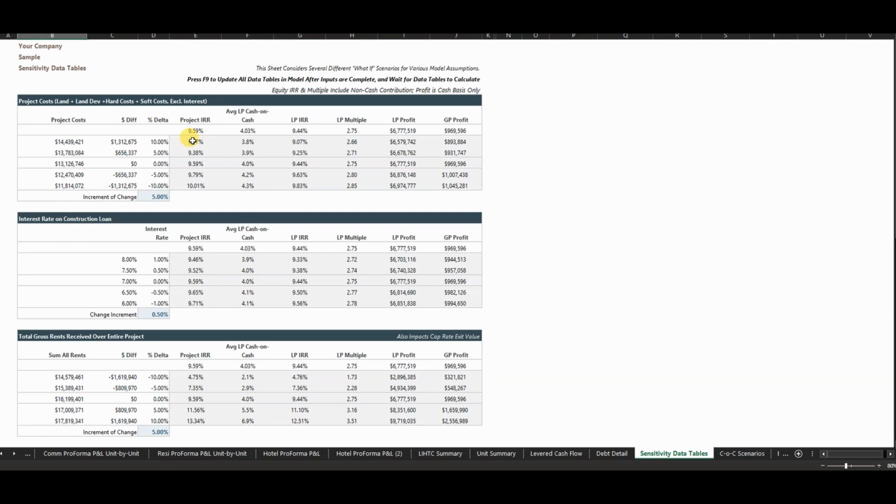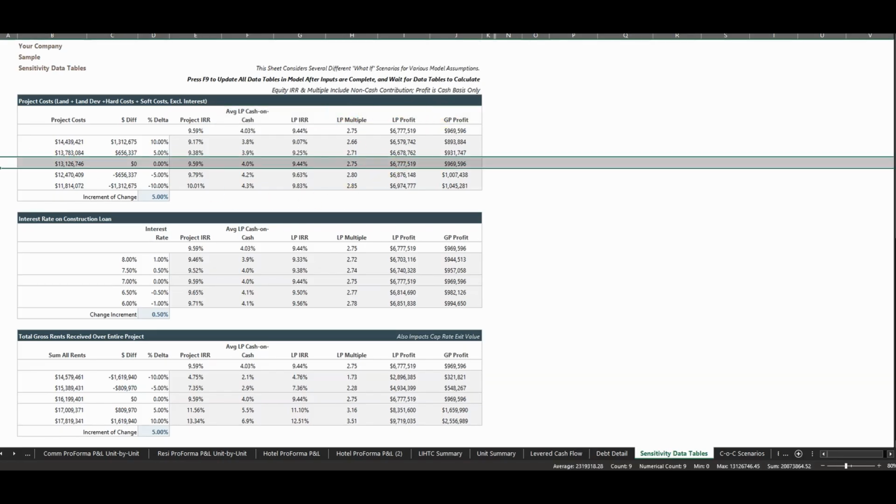And so the results of each of these data tables is in the shaded area in the middle. The variables in question are across the top, so these are your outcomes: project IRR, average LP cash on cash, LP IRR, LP equity multiple, LP profit, GP profit, and the center row is the results that reflect the inputs that are currently in the model.